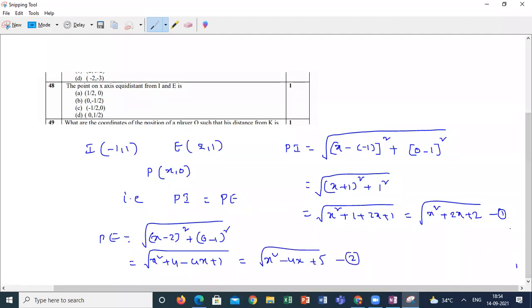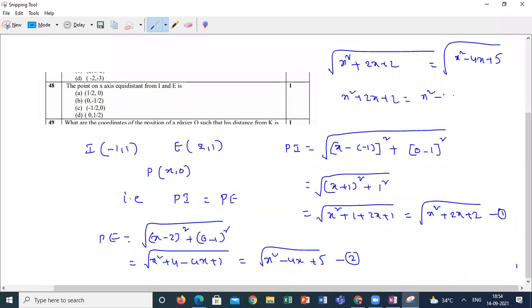The first and second equations represent the same because he's saying PI should be equal to PE. So I can remove the square root also because both are equal. x² + 2x + 2 should be equal to x² - 4x + 5. If I'm squaring on both sides, x² cancel. Take this 4x this side. This will be 6x. Take this 2 this side, 5 minus 2 is 3. So x is equal to 3 by 6. The answer is 1 by 2. If x is equal to 1 by 2, the remaining coordinate is 0. So the answer is (1/2, 0).